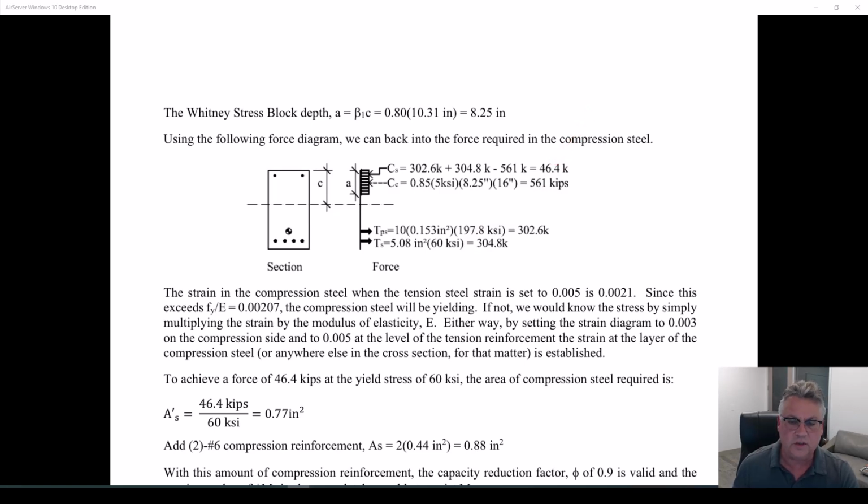So you know what the force has to be. You know what each one of these forces has to be. Because this is statics, and this is your best friend.